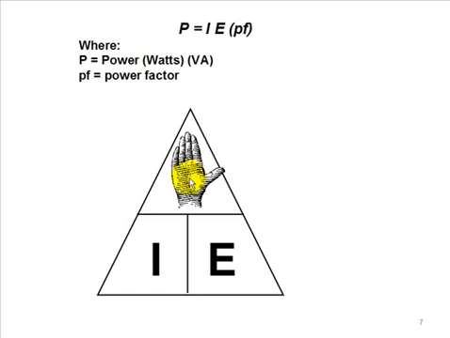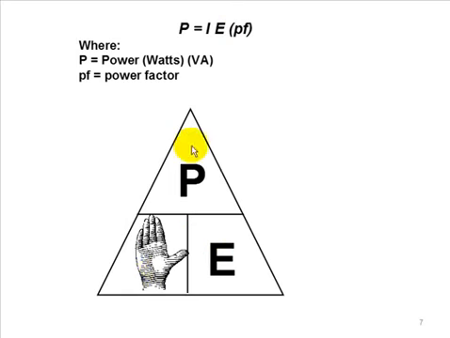If I cover up P, I'm going to solve for P because I covered it up. I'm going to multiply the amperage times the voltage, or the voltage times the amperage. Doesn't matter which way you do it. You're going to get the same answer. You're going to get watts. If I cover up amperage and I know the wattage and the voltage, I'm going to divide the voltage into the wattage and get the amperage. Works the same way the other one does.